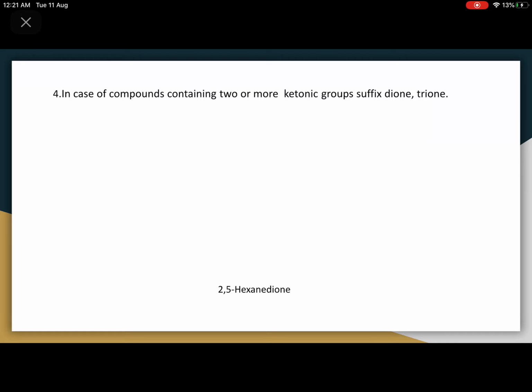The fourth rule is, in case of compounds containing 2 or more ketonic groups, use the suffix dione and trione. Suppose there is a compound which contains more than 1 ketone group, then we have to use the suffix dione or trione. If there are 2 ketone groups, then we use dione as a suffix. If there are 3 ketone groups, then we use trione as a suffix.